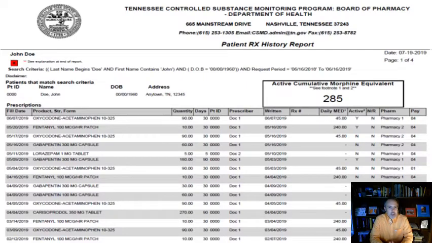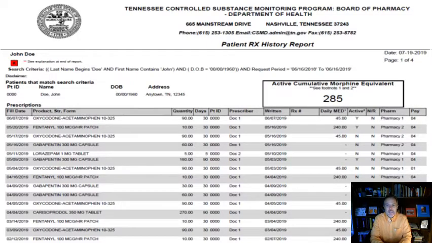And then above 100, a lot of fatal overdoses occur above 100 morphine milligram equivalents. But these are just guidelines to let you know how many active cumulative morphine milligram equivalents your patient has in their possession. Below that, it lists the fill date by date in sequential order. It lists the drug, the quantity, the day supply, who prescribed that drug, when that drug was written, the morphine milligram equivalent daily dose, whether it's active or not, yes or no, and it also lists the pharmacy that dispensed it and how the patient paid for that drug on the far right side.